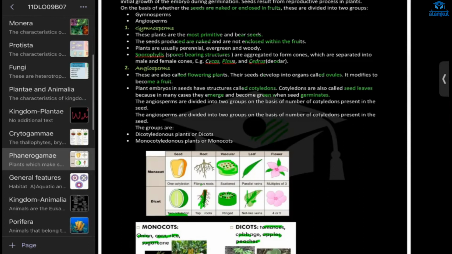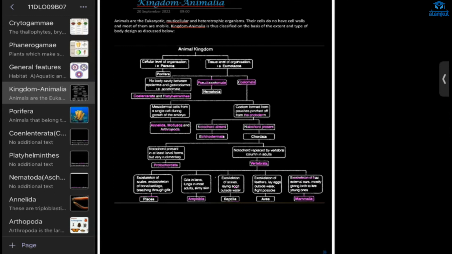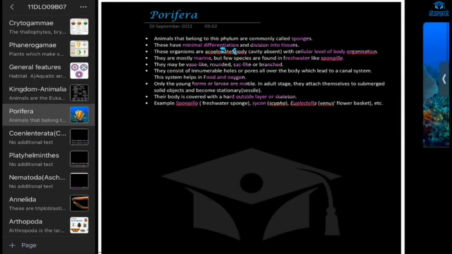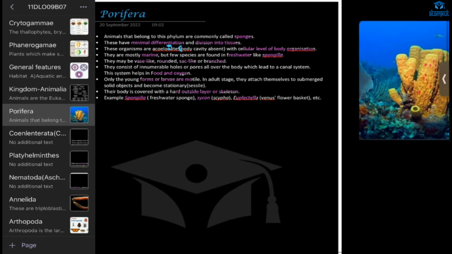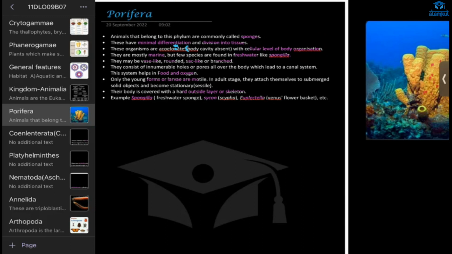Now we'll go for the animal kingdom, Animalia. What do we have? Porifera, the simplest. They don't have a body cavity, acoelomate, and they have numerous holes for the conduction of food materials. Only the larvae are motile, that means they have movement. In the adult, they stick in one place.